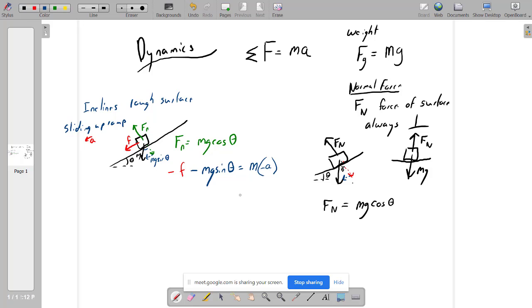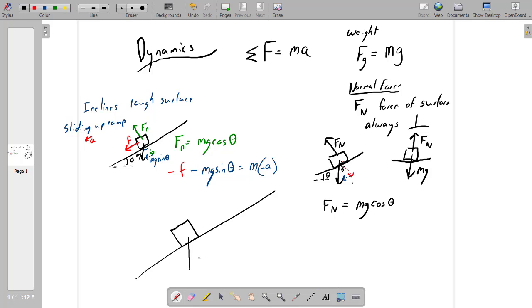Wait, Mr. Phillips, I have a question. Yeah. How do you know normal force is cosine and the other one is sine? Okay, here maybe I'll draw it really big real quick. So here is our weight, here's our normal force, and here's our friction.